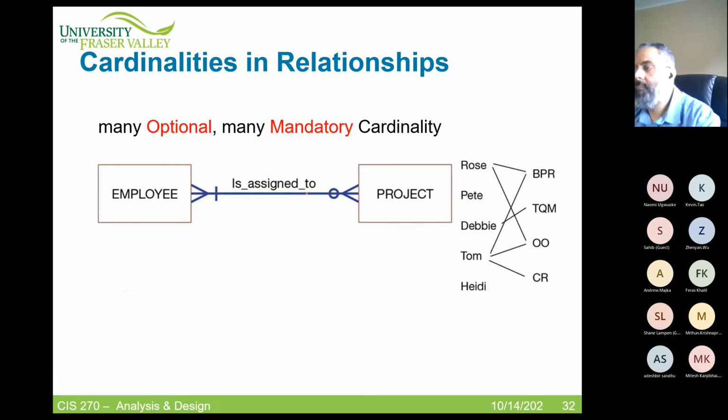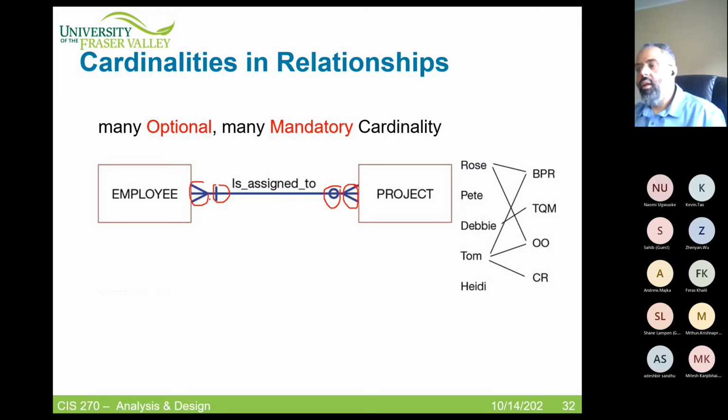Another example. Here, we can see that we have optional and many. We can even see here mandatory and many. The same as what we have seen before.